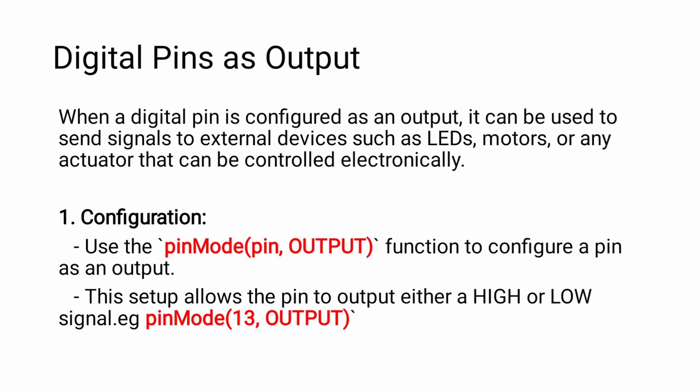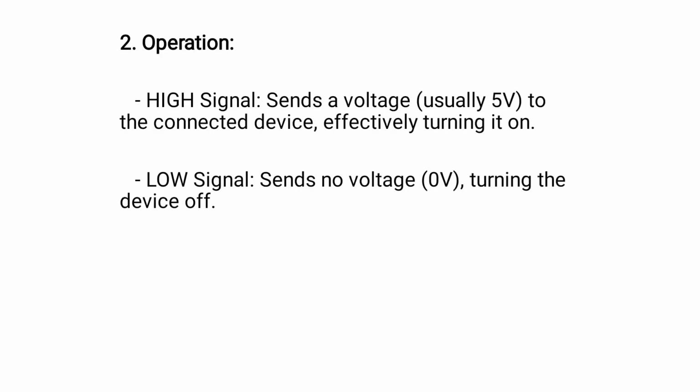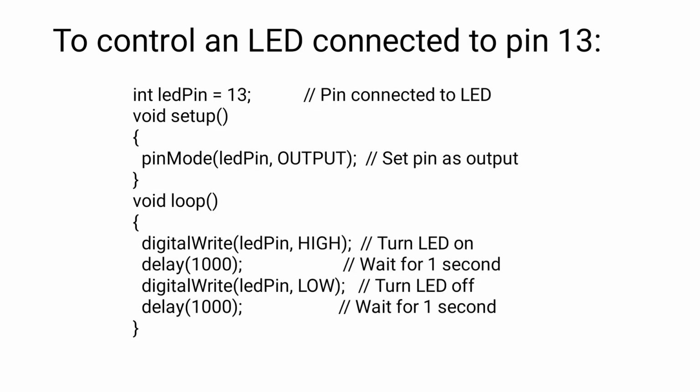Configuration: use pinMode, pin comma OUTPUT to configure the pin as output. And to set it as input, you give pinMode, pin comma INPUT. Operation: a high signal sends a voltage of 5 volt to the connected device. A low signal sends no voltage, turning it off. How to control? We can see only one example: an LED connected to pin number 13 to turn on and off.